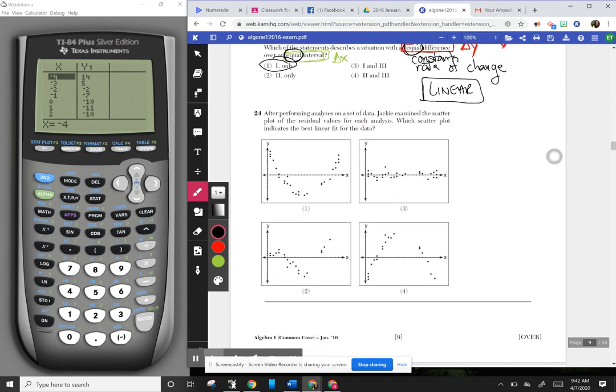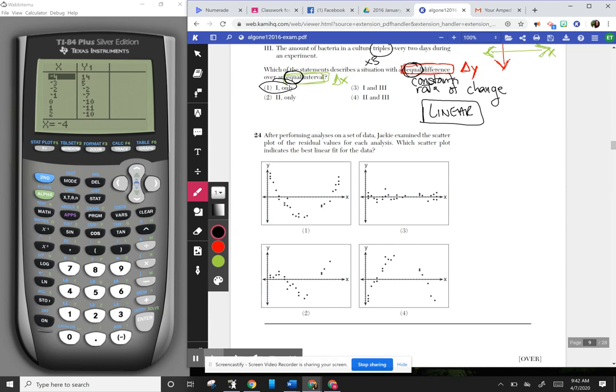And last question of this Regents, question 24. After performing analyses on a set of data, Jackie examined the scatter plot of the residual values for each analysis. Which scatter plot indicates the best linear fit for the data?